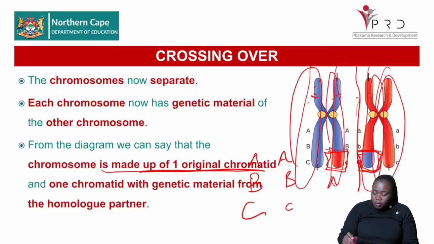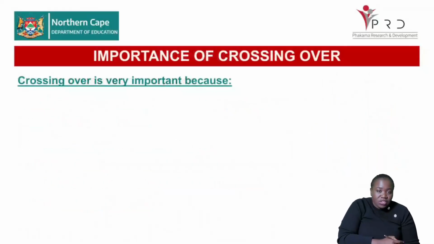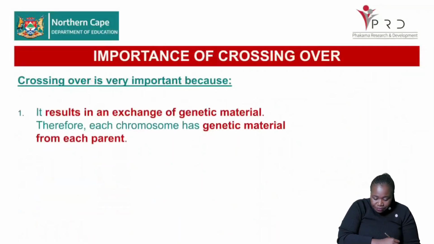The same applies to these chromatids. They are now different from each other, meaning that the process of making sure that the cells at the end of meiosis are different is getting there, because we already have chromosomes that are different. No matter what happens, the chromosomes are different from each other. Right. Why is it important for this crossing over to take place?